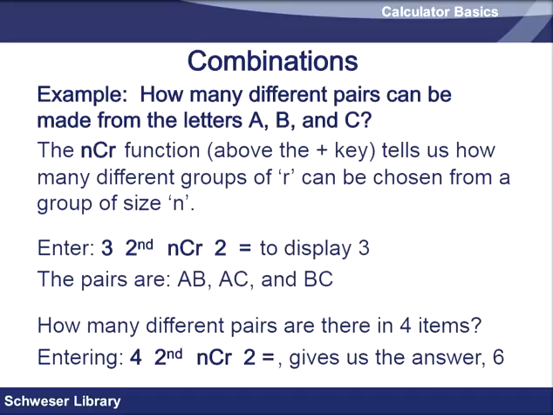So let's look at a different question. How many different pairs are there in 4 items? Well, if we enter 4, take that nCr function, 2, equals, that gives us the answer of 6.